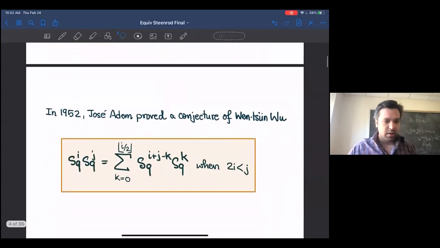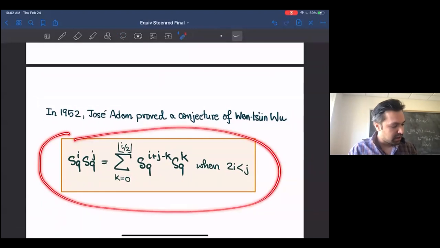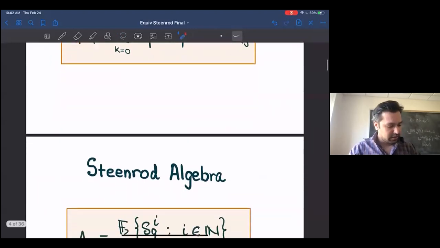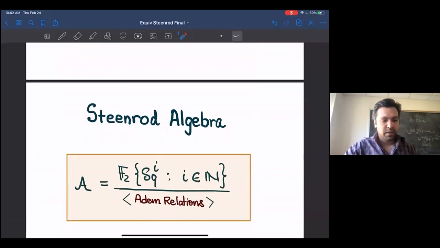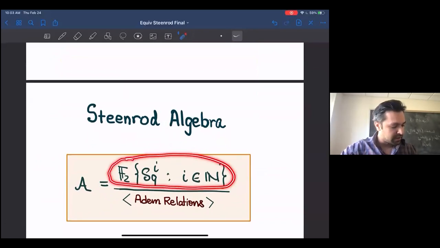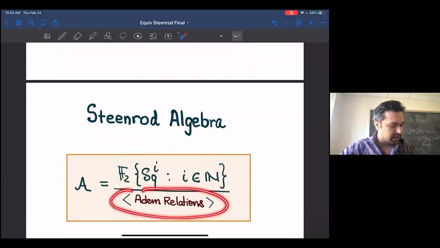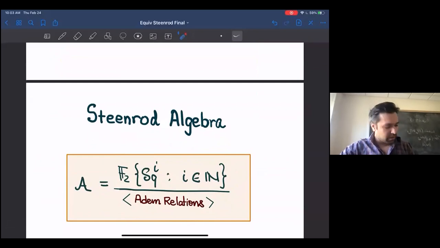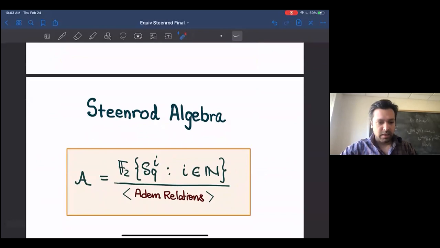In 1952, Jose Adem proved a conjecture of Wu, which describes the relation between squaring operations under compositions. These relations are called Adem relations. Together, this leads to the construction of an algebra by considering the free algebra generated by the symbols Sq^i and modding out by the Adem relations. This is called the Steenrod algebra. This is not a commutative algebra, and it is definitely one of the most important computational gadgets in homotopy theory, if not the most important.